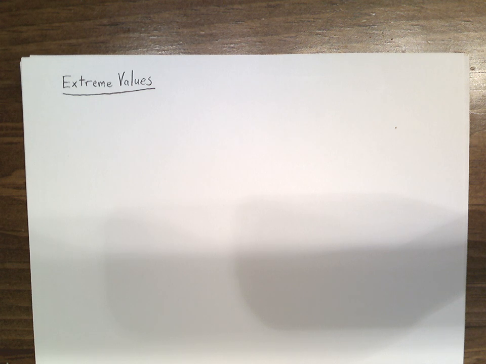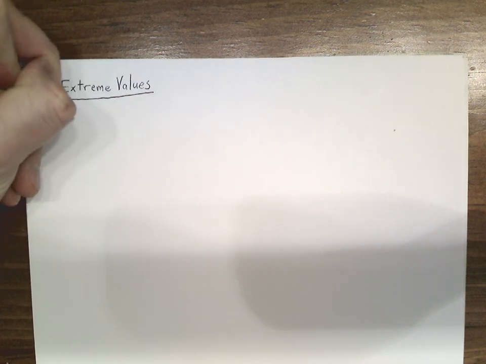This is our first video on multivariable calculus, and we'll be kicking things off with a little bit of extreme values. How does a function of more than one variable find its largest and smallest points in a given region in space?